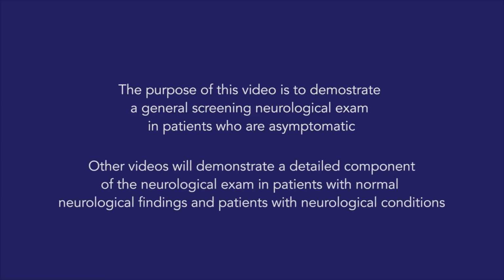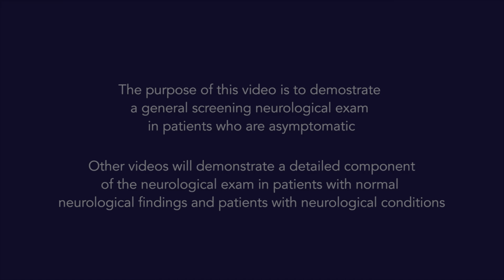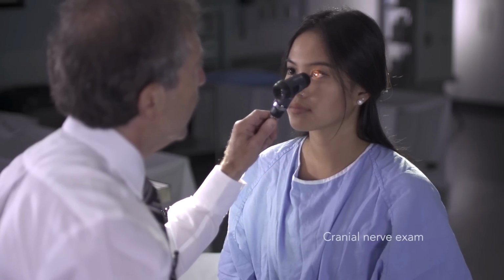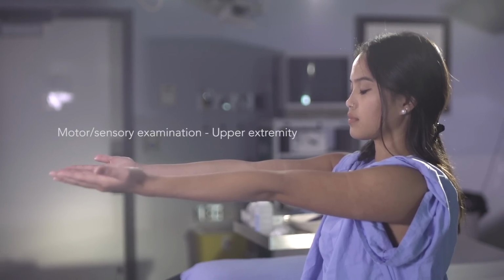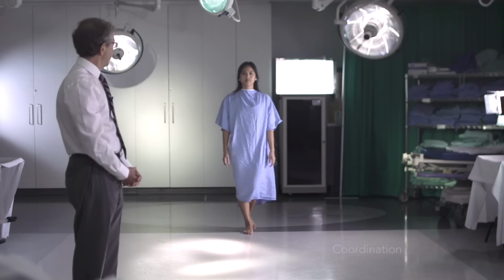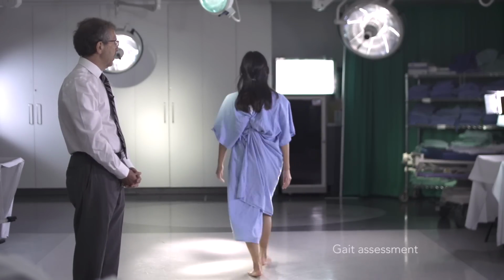The purpose of this video is to demonstrate a general screening neurological exam in patients who are asymptomatic. Other videos will demonstrate a detailed component of the neurological exam in patients with normal neurological findings and patients with neurological conditions. The neurological screening exam consists of a brief language assessment, cranial nerve examination, motor sensory examination in the upper and lower extremity, as well as coordination and gait assessment.